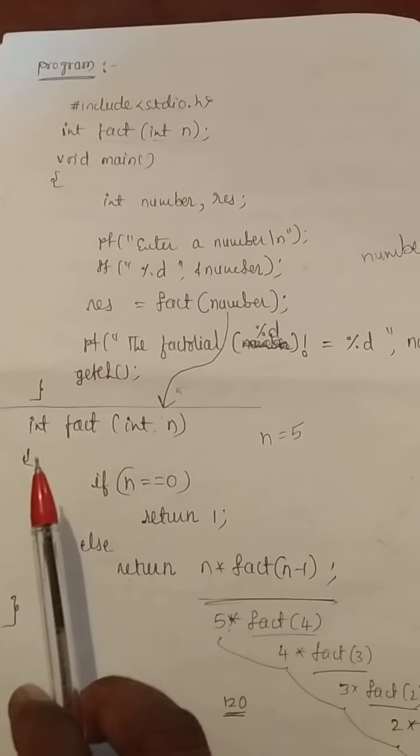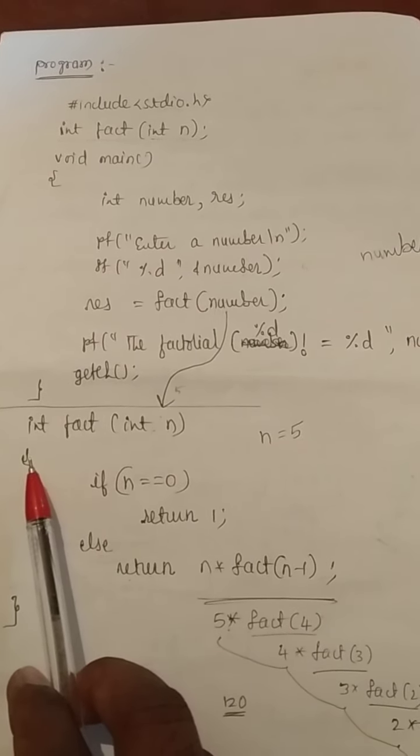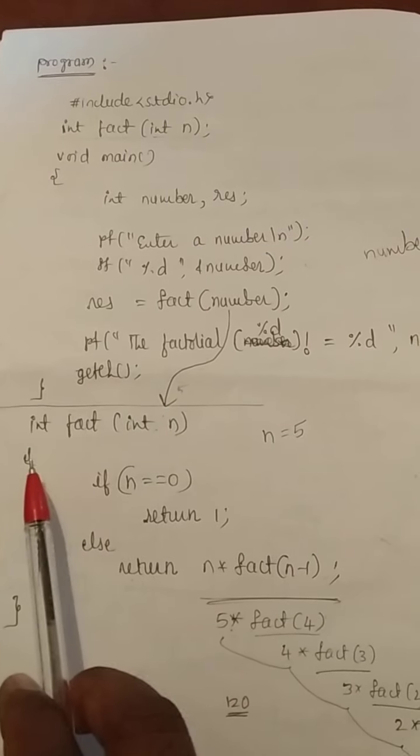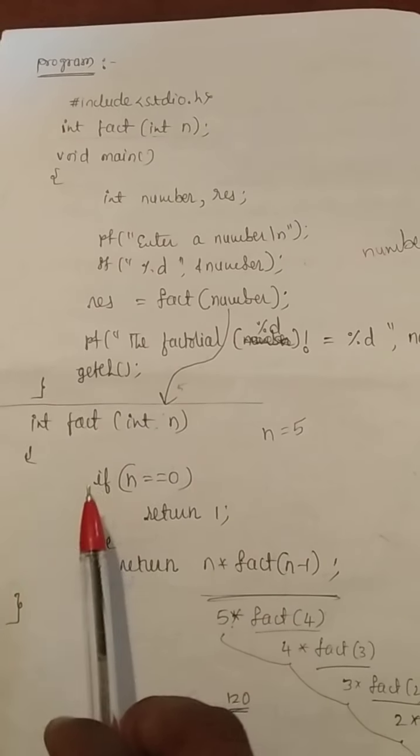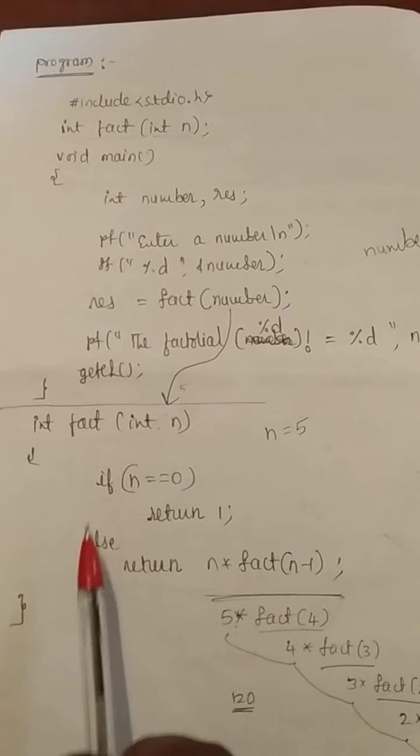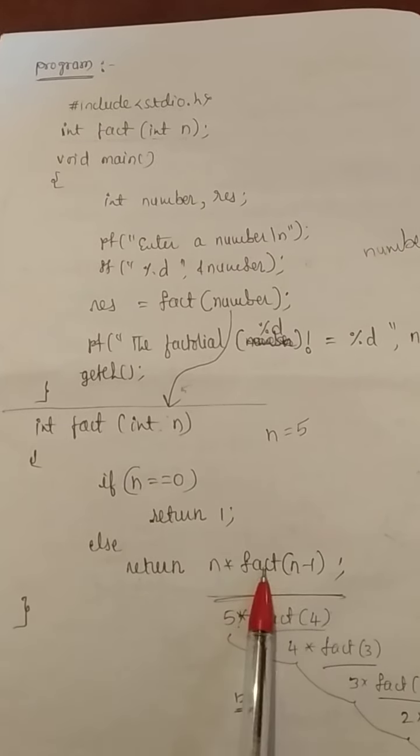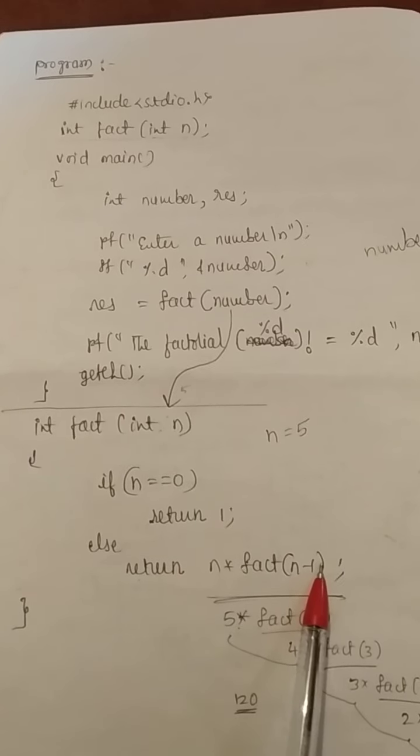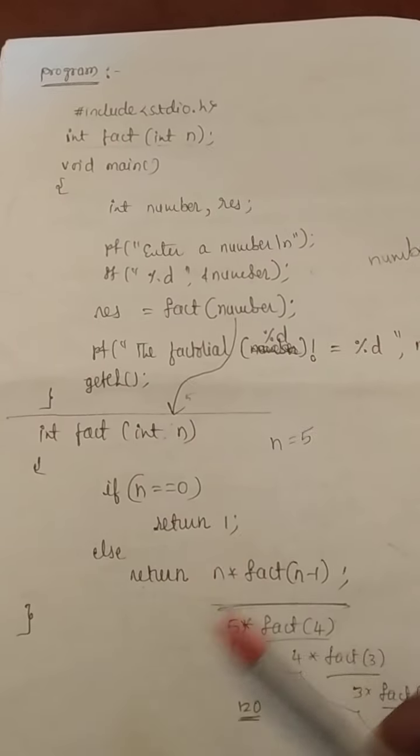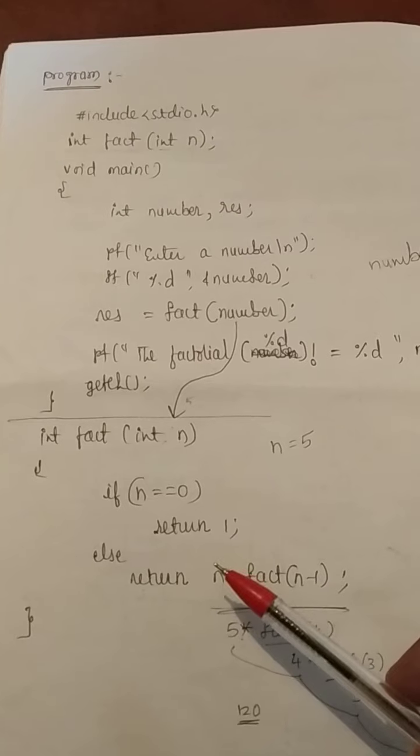See, this coding part says that one flower brace opened here and closed here. It means the sub function opened here and closed here. In between that, I am having if and else cases. If n is equivalent to 0, return 1. Else return n into factorial of n minus 1. So how this logic is going to work out, we'll see now.